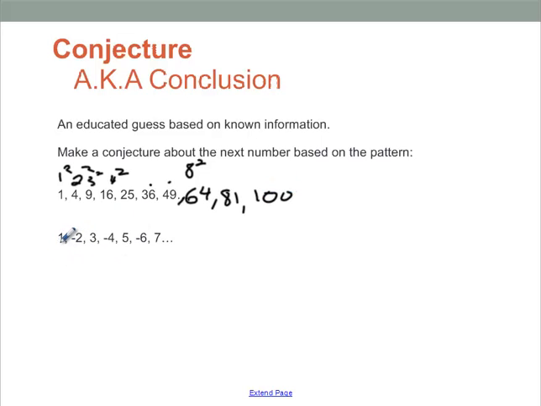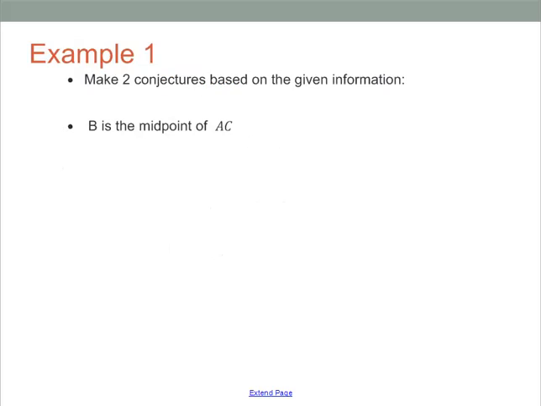When we look down here at this one, 1, negative 2, positive 3, negative 4, positive 5, negative 6, positive 7. What's happening each time is we're multiplying it by a negative, and we're adding 1. So 7 becomes negative 8, negative 8 becomes positive 9, positive 9 becomes negative 10. So conjecture is, based on the information you have, what's next?